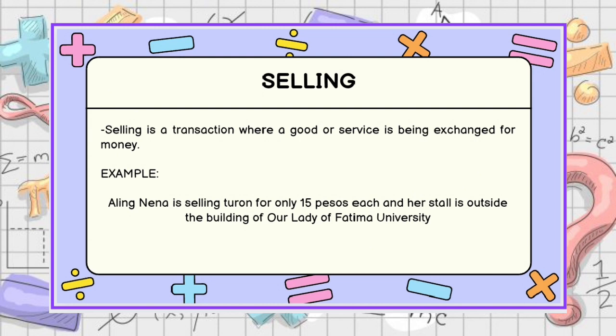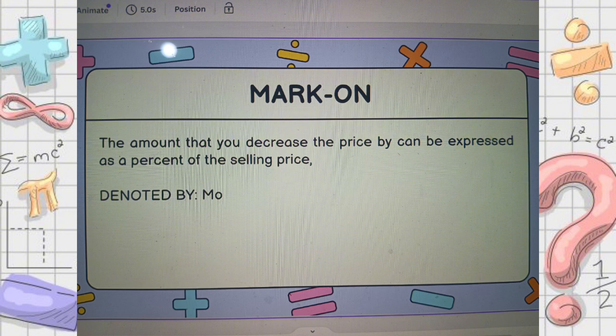Mark on is the amount that you decrease the price by. It can be expressed as a percent of the selling price, and it's denoted by MO or the mark on, in business mathematics.